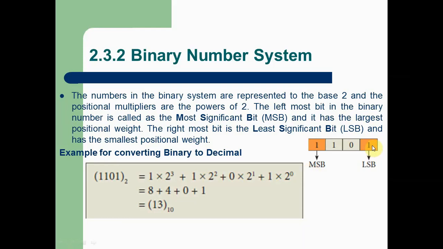So on the right side you have the least significant bit, and from the left side, the last digit is known as the most significant bit in the binary number system. Each and every binary number should have the base value 2. Here you can see the number 1101 has base value 2.